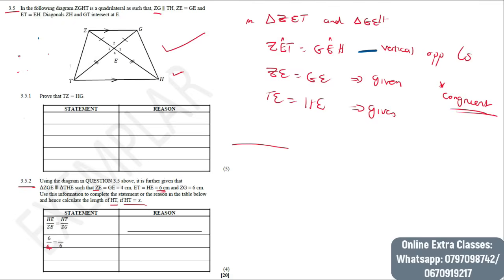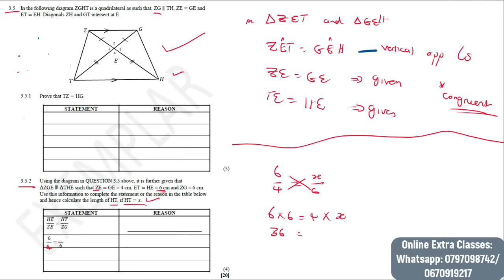Okay, so here we can see that ZE is equal to 4, and then HT, we are told that it is equal to X. So now we'll have 6 over 4 equals X over 6. So this is easy, guys. We can just cross multiply, right? So we'll say 6 multiplied by 6 equals 4 multiplied by X. So 6 multiplied by 6 should give us 36. And then 4 multiplied by X will be 4X, right?